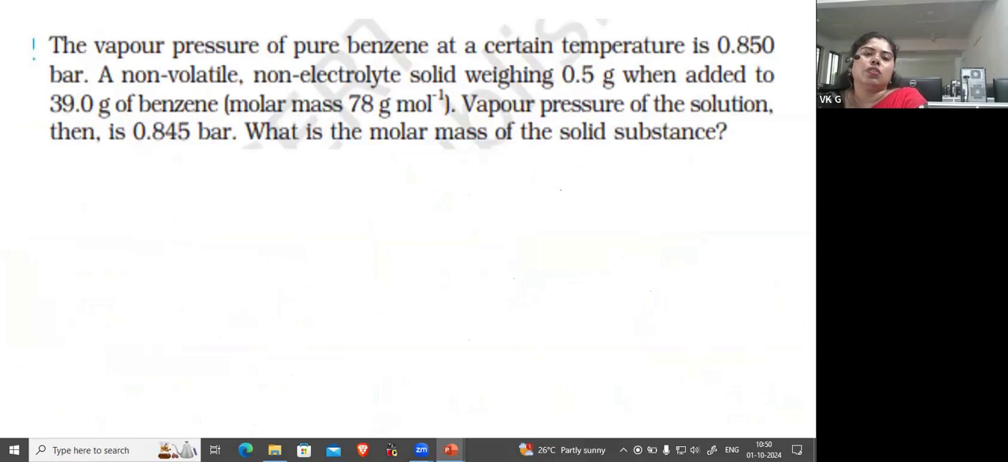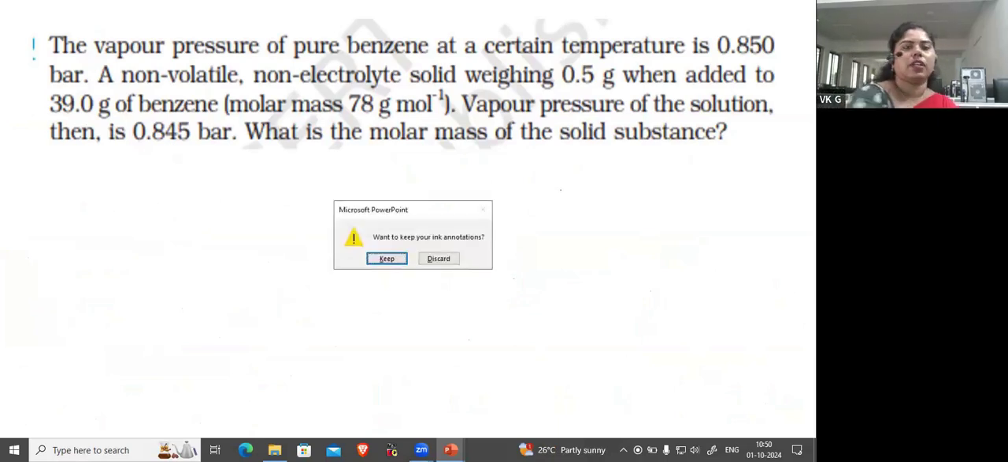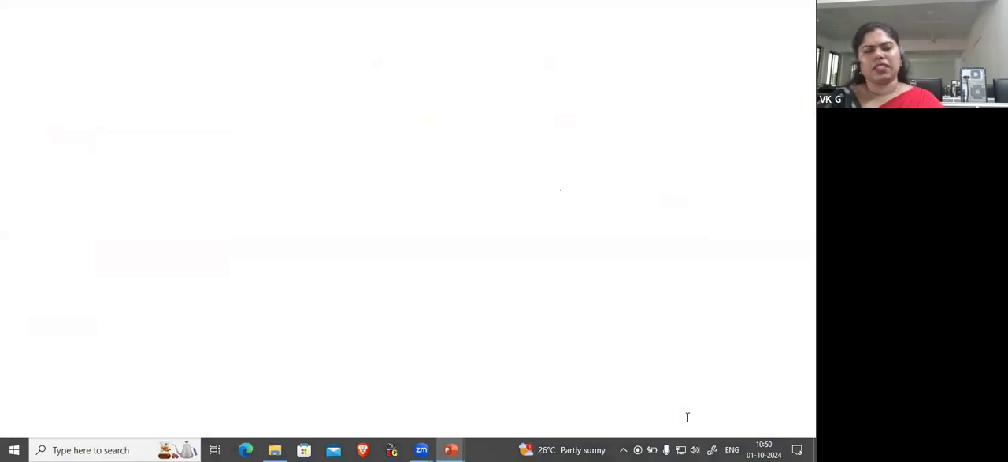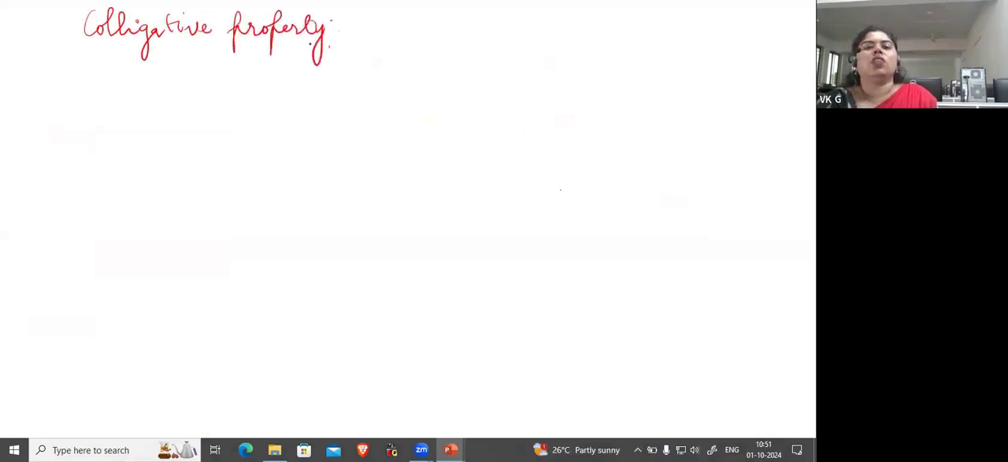Okay, so this was all about Raoult's law. Moving on, this is the last part of the chapter, something called colligative property. If you understand it, it is well and good; otherwise you will start getting confused. So it is better if you understand right now itself. Colligative property is easy, there is nothing much.